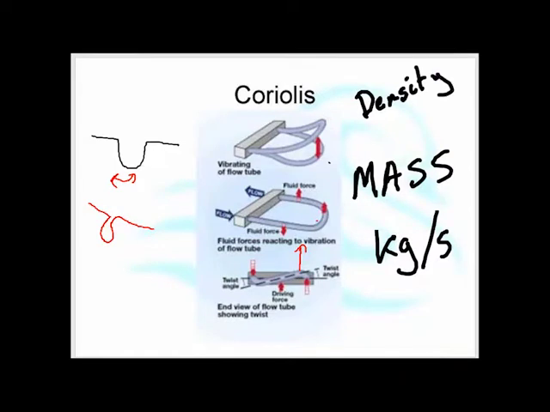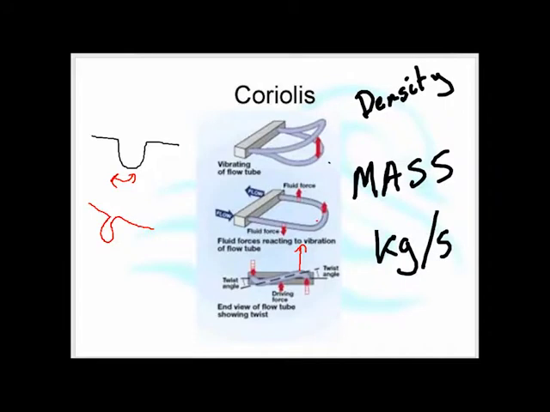So the Coriolis flow meter will give you two things, mass and density. It is completely immune to flow, to velocity. It's completely immune to air bubbles. It's completely immune to solids. All it gives you is density and mass.